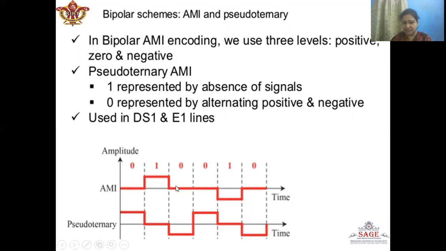In AMI, 0 is represented by 0 voltage level and 1 is represented by alternate positive and negative voltage. Whereas in Cedaw Ternary, the inverse of this exists. The 1 is represented by the 0 voltage level and 0 is represented by the alternate positive and negative voltages.